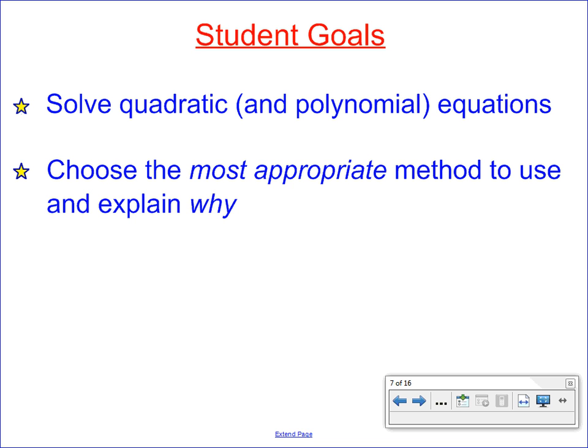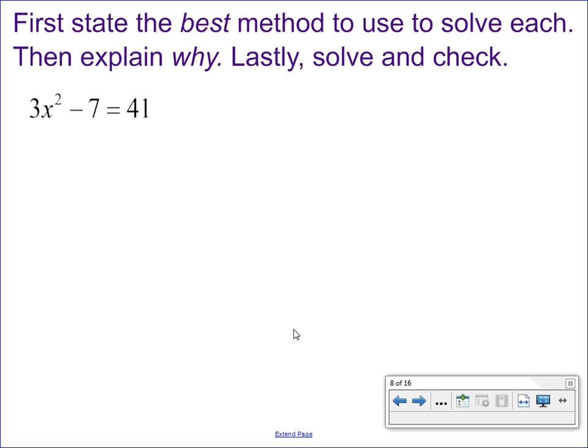Alright, so. Three. First, state the best method to use to solve each, then explain why. Lastly, we're gonna solve and check. And so as I scan this one, what looks like the most efficient method to solve this one, and why? Go ahead and tell your partner now, and then I'm gonna call you and share with the whole class.